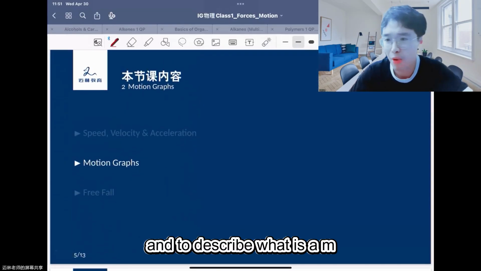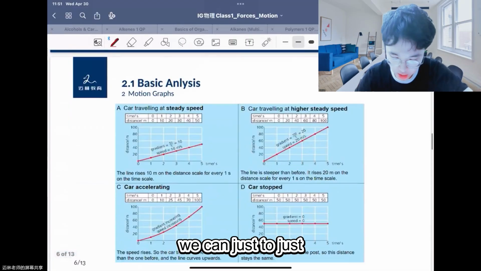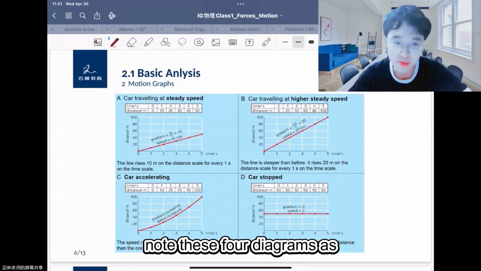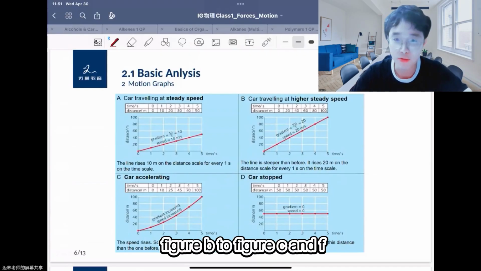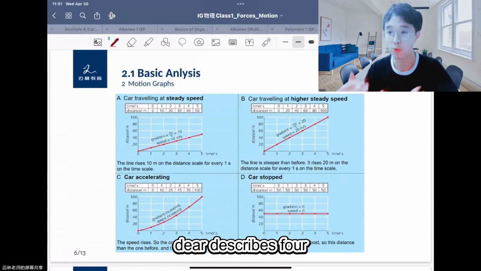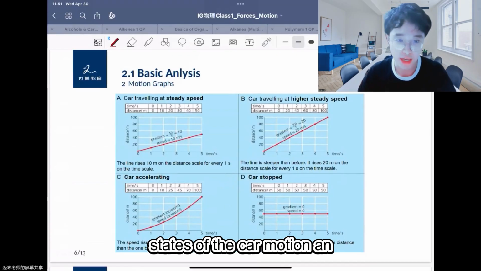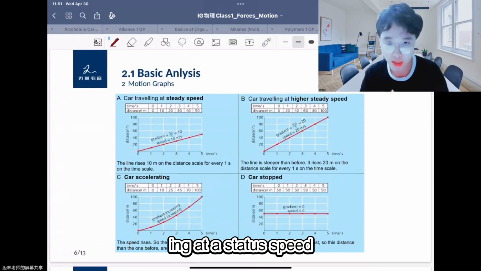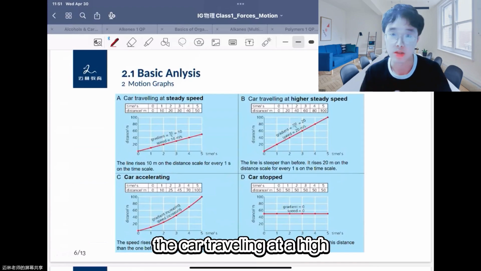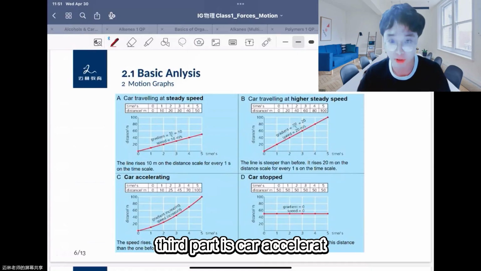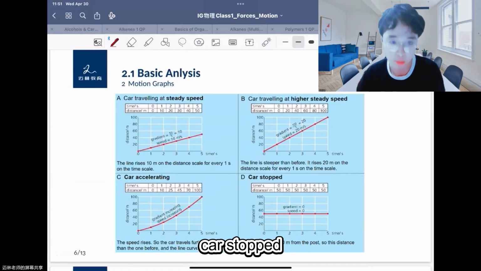To describe what a motion graph is, we can look at these four diagrams: figure A, figure B, figure C, and figure D. They describe four states of car motion. The first diagram shows the car traveling at a steady speed. The second shows the car traveling at a higher steady speed. The third shows the car accelerating, and the last shows the car stopped.